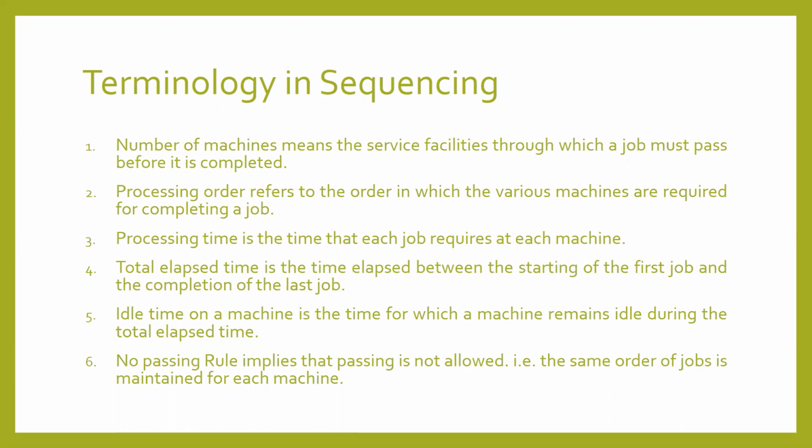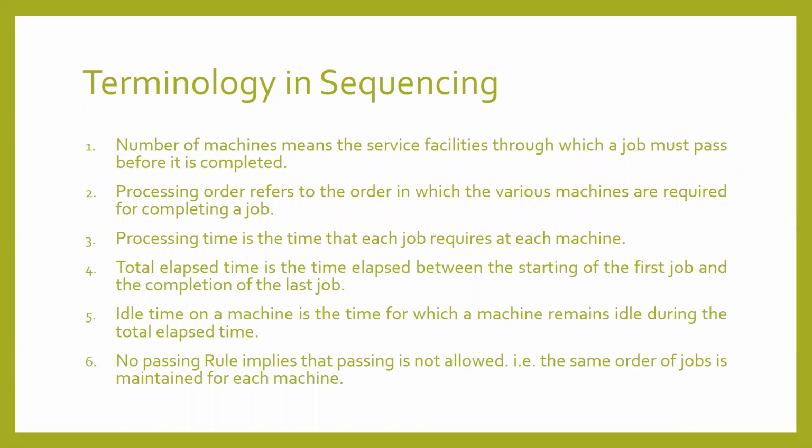Okay. And the last one, no passing rules, implies that passing is not allowed. That is, the same order of jobs is maintained for each machine. So we are not going to change the order of jobs depending on the type of job. So there are some assumptions which we are supposed to follow while solving such problems.